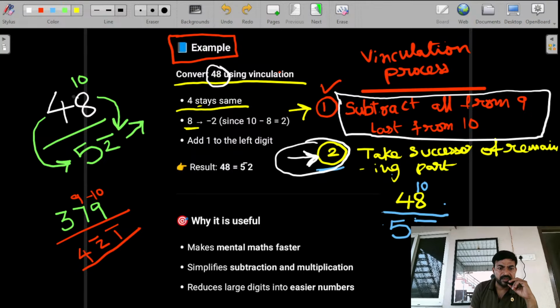I hope this one is clear, everyone. So apply, subtract all from 9 last from 10 first. So this is first step and this is second step. Take successor of remaining part. 4 minus 2 is 1.